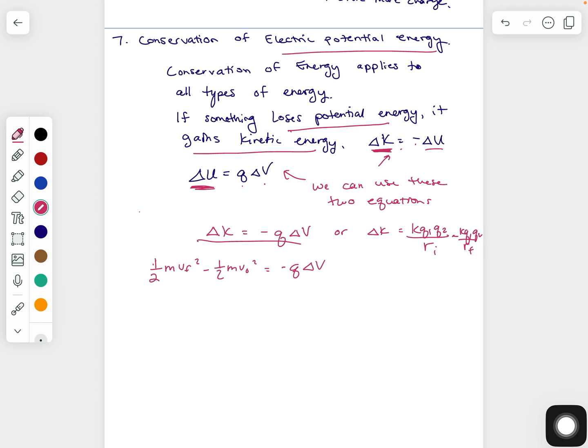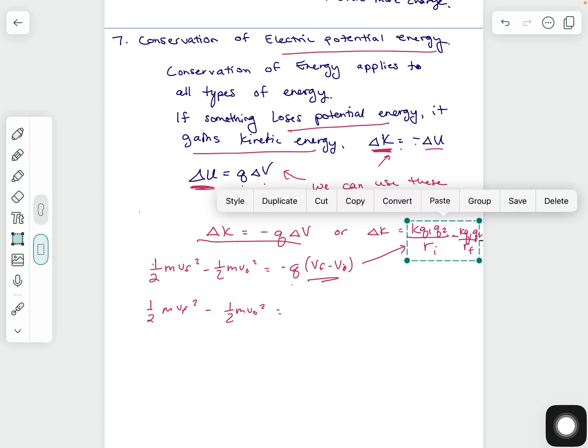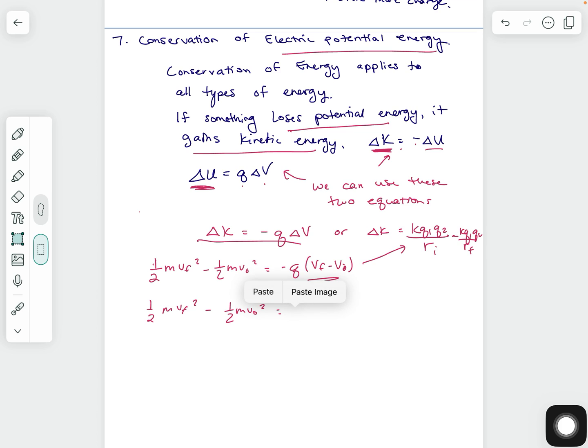And then you might have to put in for the potential V final minus V initial. Not sure what the problem is going to give you. Sometimes they don't say anything about potential. They're like, find the final speed. We don't know potential. So what you would do is use 1/2 m v final squared minus 1/2 m v naught squared is equal to, and you would do the rest of this equation. I'm just going to literally copy and paste it here, and that would be what we would use.